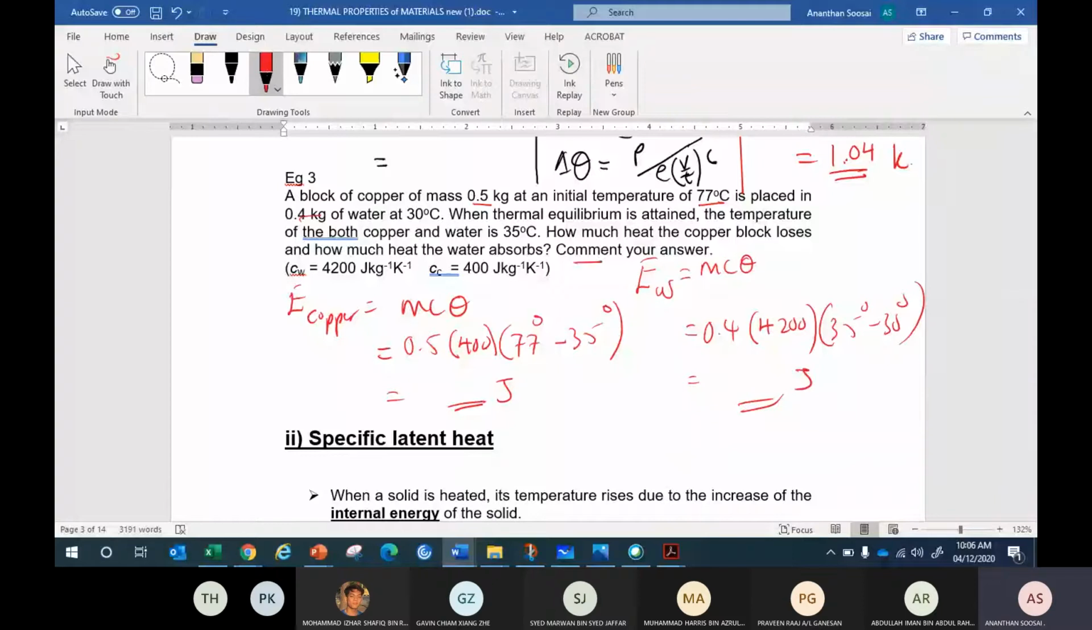And comment on your answer. Get the value first. Is it same or different? Same. So finally you got the same answer. So what is the comment? All the energy released by the copper has been absorbed by the water. No energy was released to the surrounding. Okay, so that's the comment.